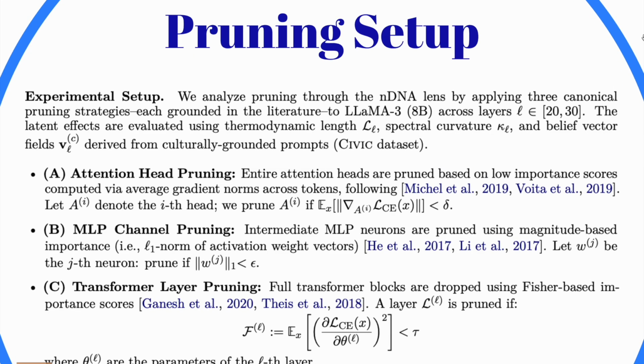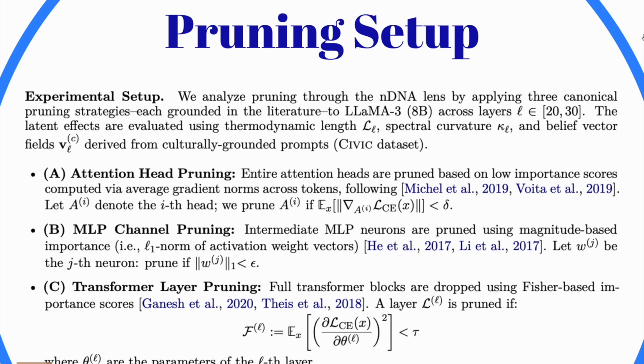Let's discuss pruning setup. We study pruning on Llama 3.8b and read its effects on the nDNA manifold. Prompts come from the civic domain, then we probe the moral, and we track the geometry. We apply 3 canonical pruning strategies, each grounded in the literature.